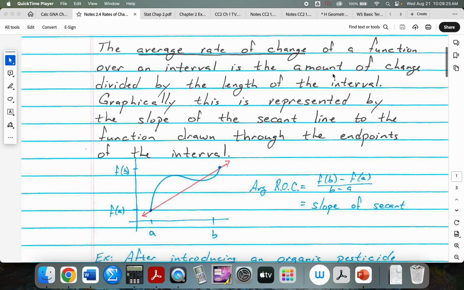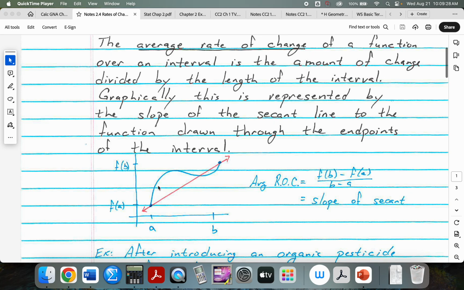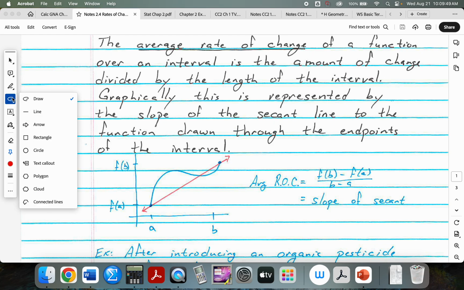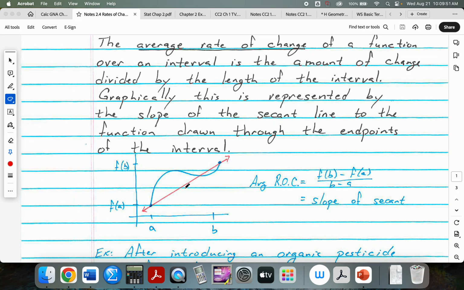Graphically, it looks like this. If you have the graph of y equals f of x from x equals a to x equals b, then the average rate of change is the slope of the secant line. So the slope of this line is equal to the average rate of change.